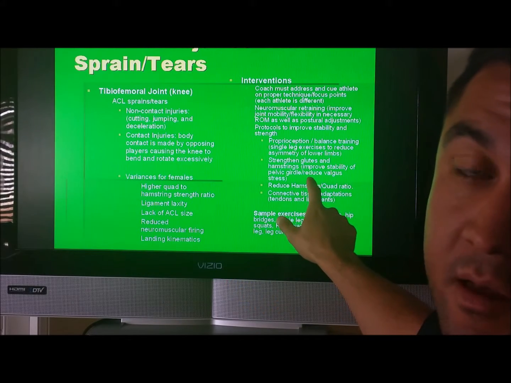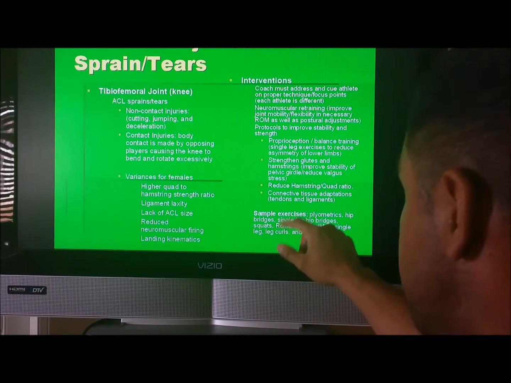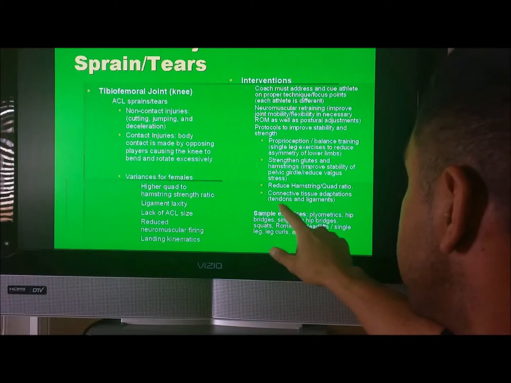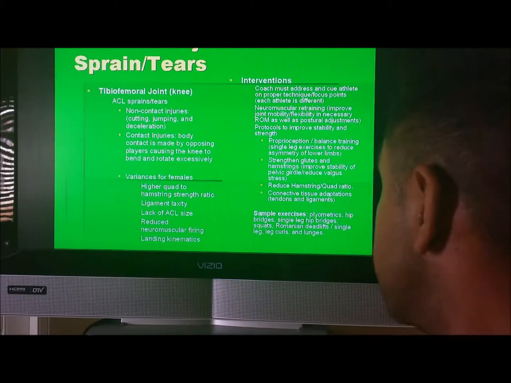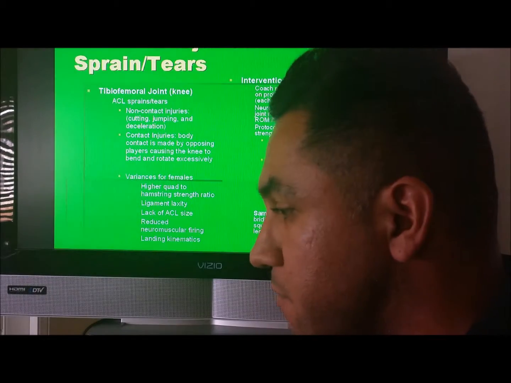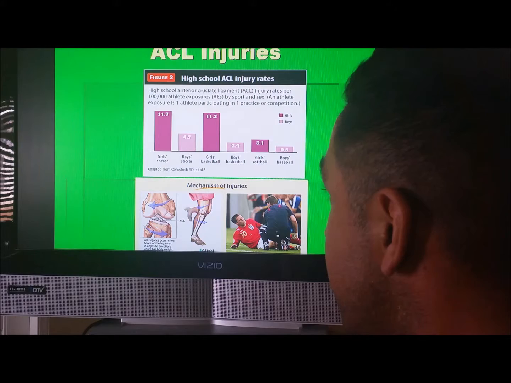We want to improve the pelvic girdle stability of that, as well as reduce the valgus stress around the knees, valgus varus stress. Reduce hamstring quad ratios, connective tissues, you want them to strengthen as well. Some sample exercises: plyometrics, hip bridges, Romanian deadlifts, things of that nature to work on that posterior chain.